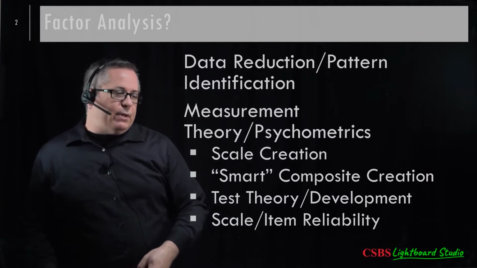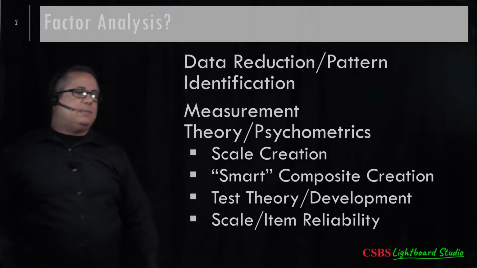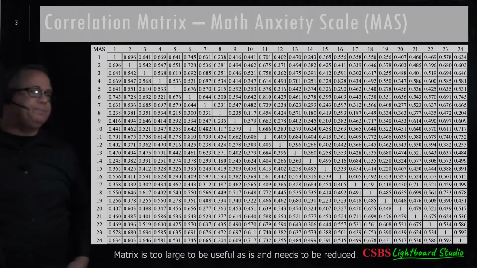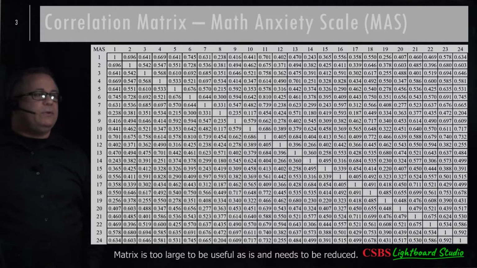So when people say it's a data reduction method, the reason is that oftentimes you're faced with things like this. This is many years ago, I used to use this thing called the math anxiety scale, and I would give it to students in my intro stats course to see if it predicted outcomes. I stopped using it because the prediction was inconsistent. Sometimes people who had high math anxiety ended up doing better in the class than others. Sometimes people that had low math anxiety ended up doing better.